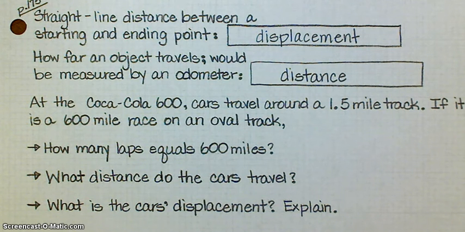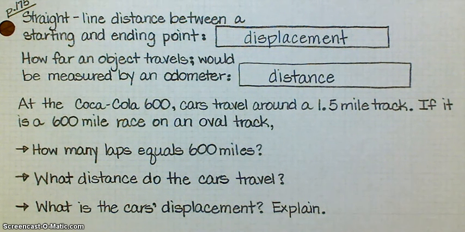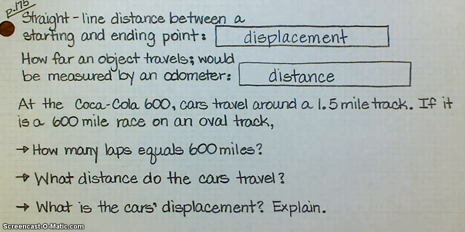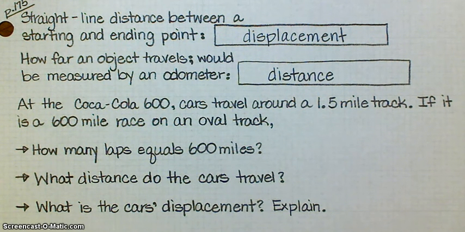Okay. So a long, long time ago, my husband and I went to the Coca-Cola 600, which is a NASCAR race. Cars travel around a 1.5 mile track. If it is a 600-mile race on an oval track, first of all, how many laps would you have to do to go 600 miles? 400 laps. It is 400 laps.